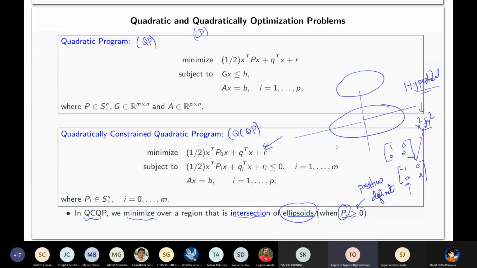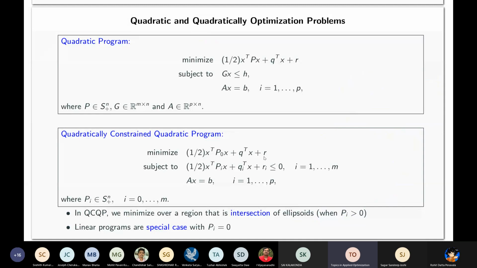In quadratic constrained quadratic program, QCQP, we don't allow hyperboloid constraints. We are still maintaining that these Pi are greater than 0. This means that this will remain an ellipsoid. Because there are multiple of these constraints, there are many ellipsoids, and you have to satisfy them simultaneously. This means that these are the intersection of these m ellipsoids. Okay, so that's the QCQP. Let us move on.